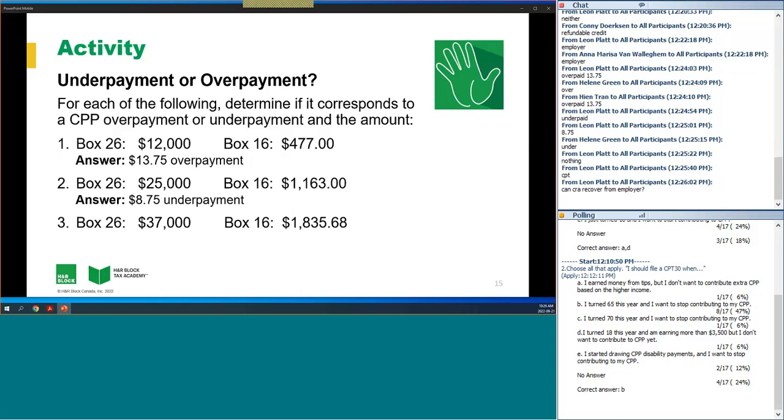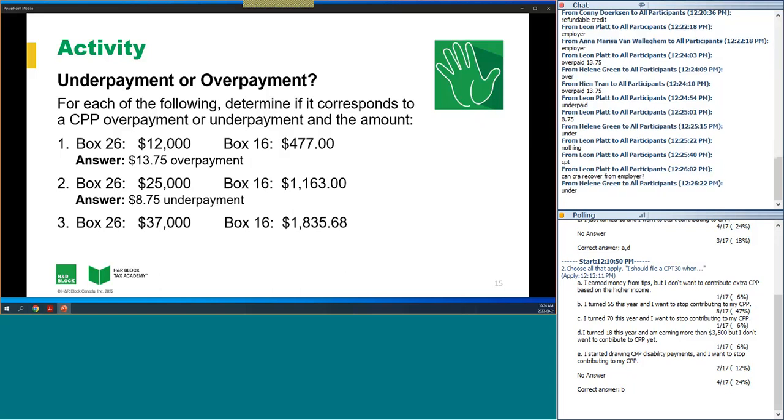Leon, can the CRA recover for the employer? Depends on how much they've underpaid. So, $8.75 for one employee, they probably don't care. But again, if they have a history of an employer not funding CPP the way they should, yes, they can absolutely go after them for that.